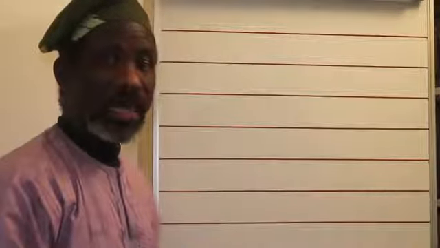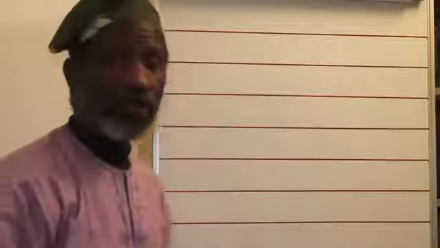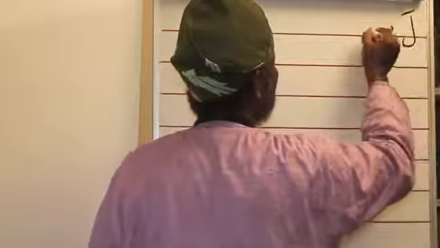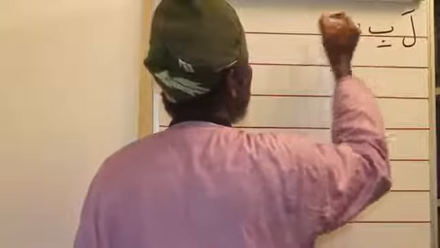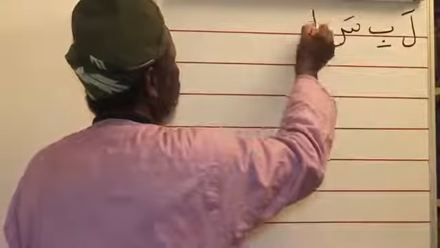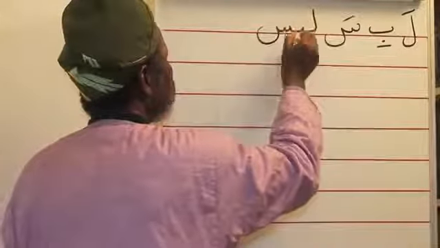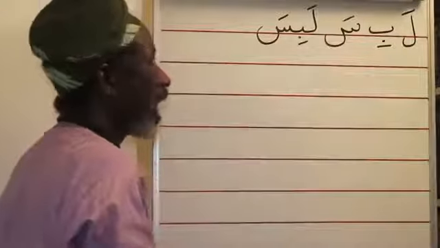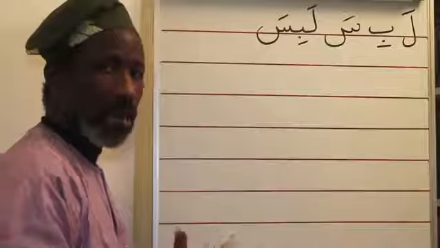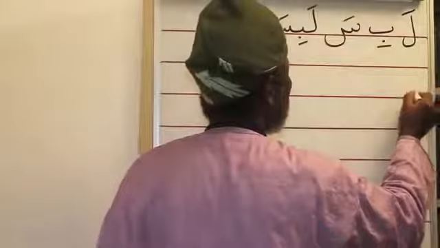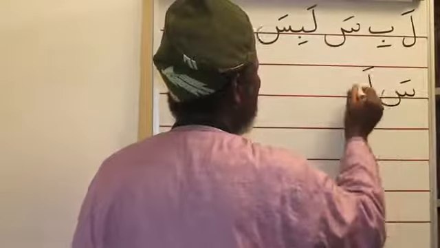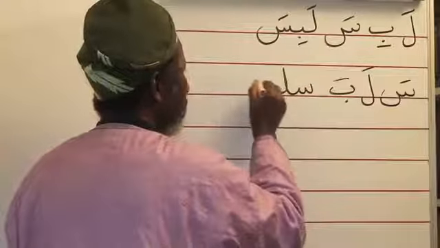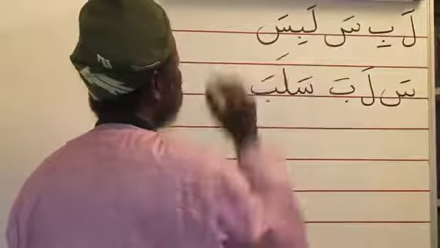On page 39, we start with letter lam. La, bi, sa. Labisa. Join. La, bi, sa. Labisa. Lam in the middle. Salaba. Sa, la, ba. Salaba. Join form. Sa, la, ba.